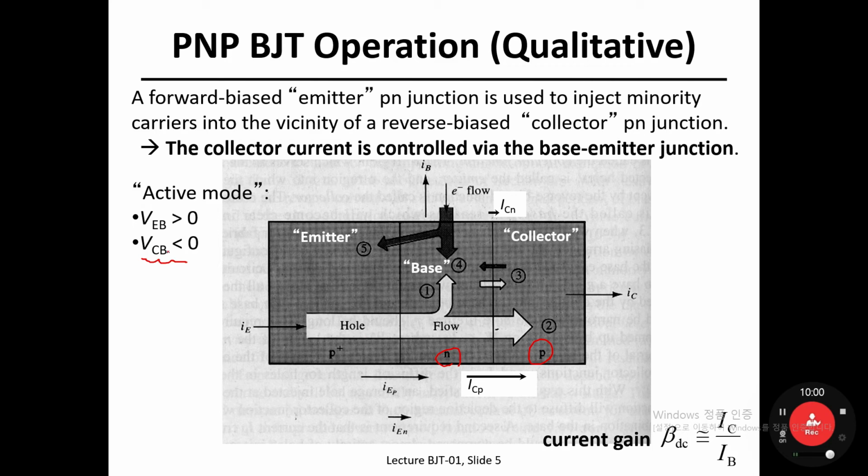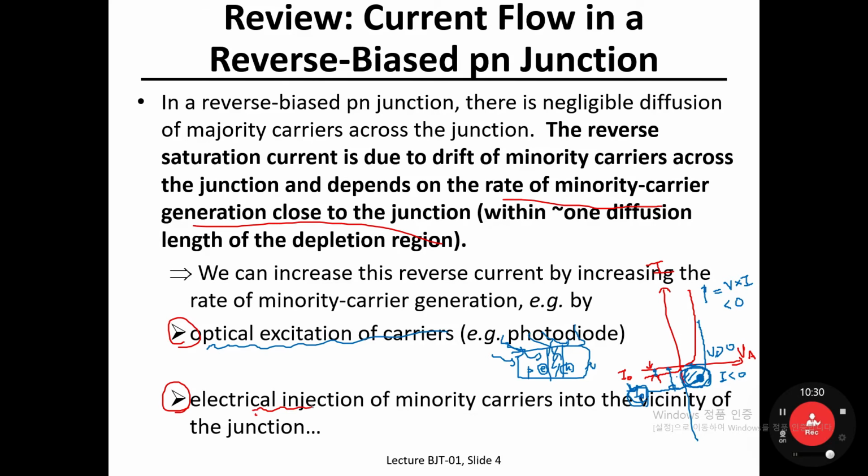So here VCB, right? C is p-type, base is n-type. So the voltage difference between the two p-n regions is negative, which means this p-n diode is reverse biased. Okay, and the saturation current flow from N to P should be enhanced. How? By increasing what? Yeah, as we have learned, the electrical injection of minority carriers into the vicinity of the junction.